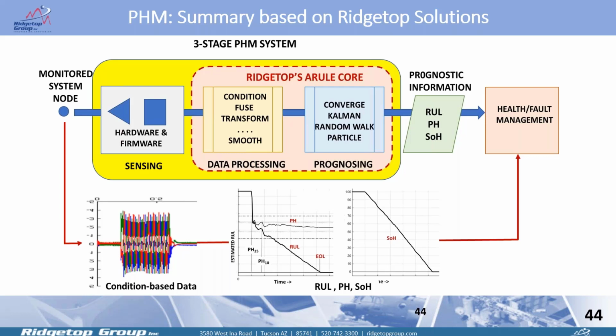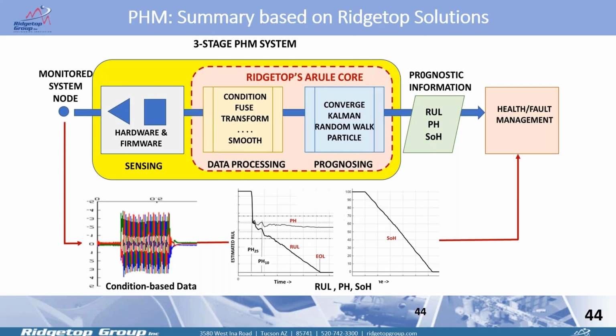At Ridgetop, we have adopted what we call a 3-stage prognostic health monitoring system. The first stage is your hardware and firmware, which you attach to the node, a power supply, or the leading edge of a wing if you're looking for stresses in the airfoil, for example. Then we have what we call a core. The core is the next 2 stages. One is the data processing stage, which conditions, fuses, transforms, and smooths. The other is the prognosing stage.